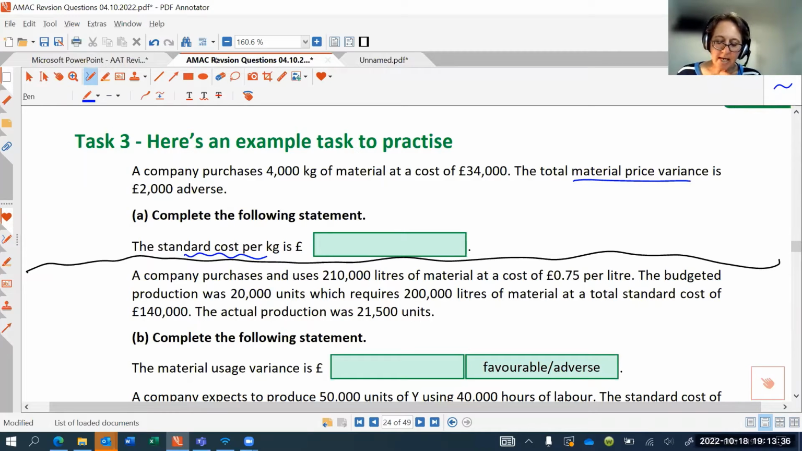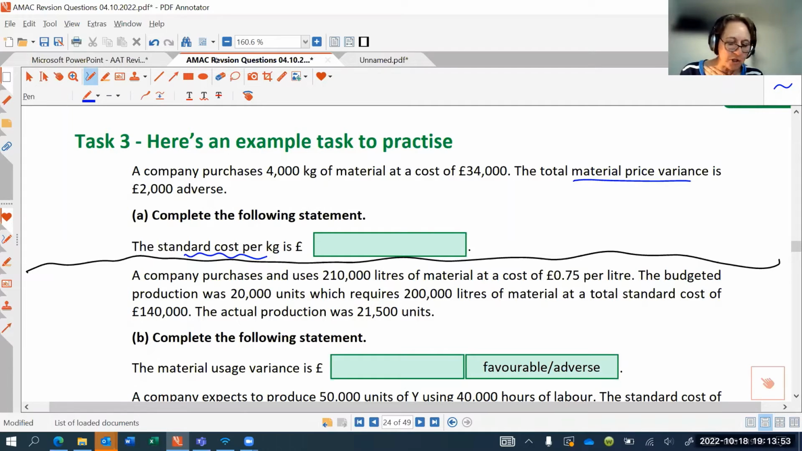And here, that's what the question asks for. So already that's why I know it's a different approach. It's asking me for the standard cost of a kilogram, and normally that would be my starting point. So let's fill in though what we do know.